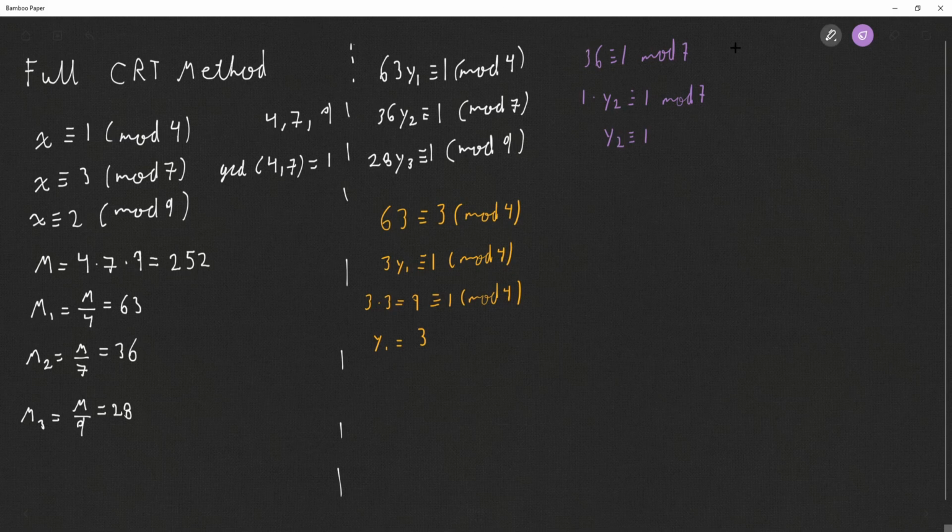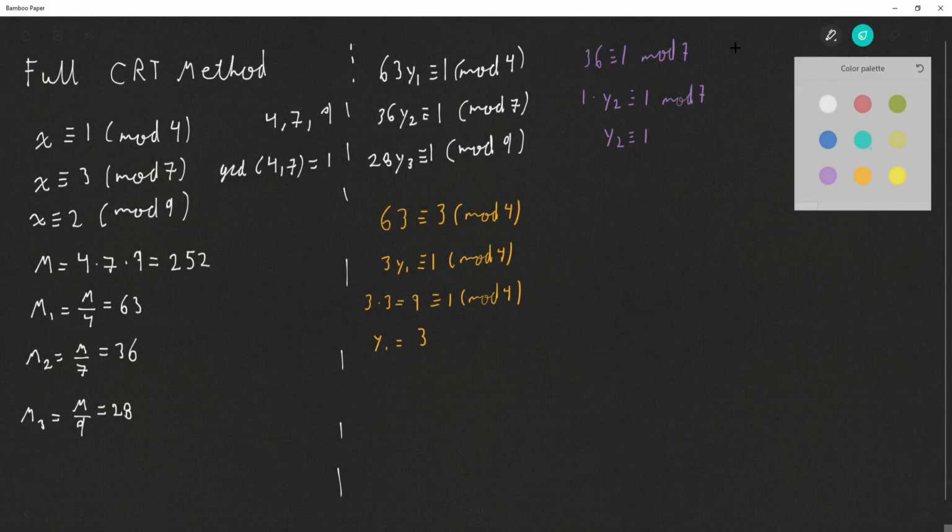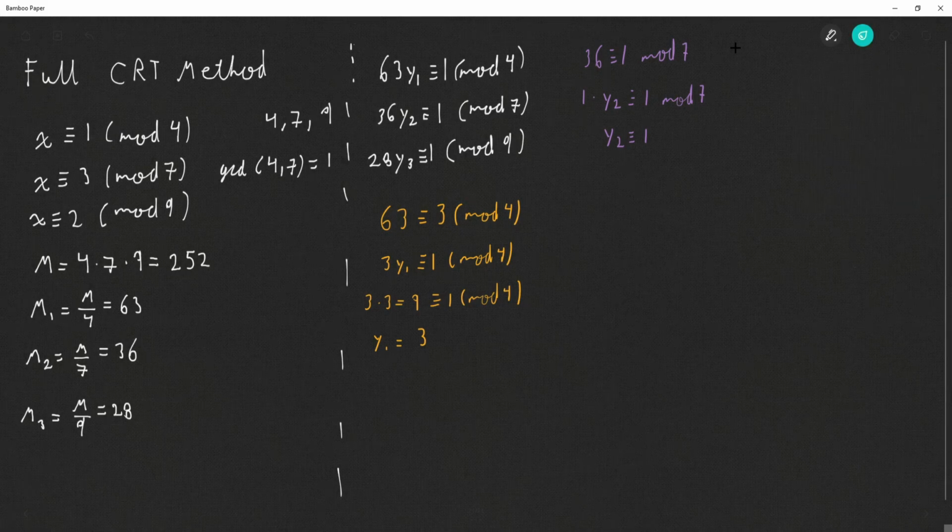And then finally, we're going to have our 28y3. So we're going to try to see what 28 is modulo 9. And again, this one is quite simple because 28 modulo 9 is congruent to 1. So putting back into our original equation, we get y3 is congruent to 1 modulo 9, meaning that y3 is also equal to 1.